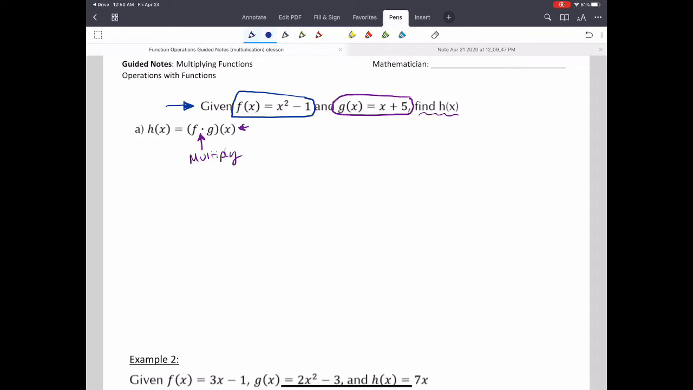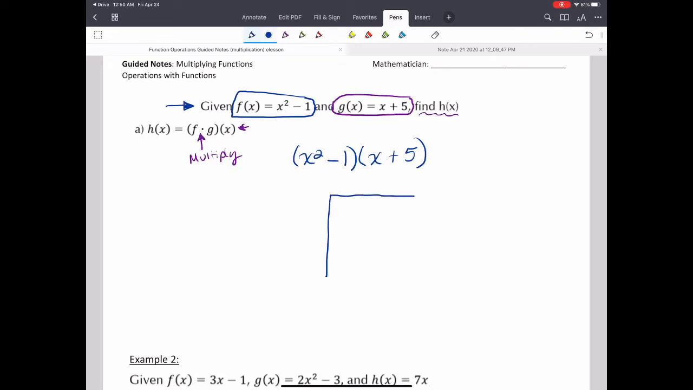What we're going to do is multiply the f function. Now the f function is x squared minus 1, and the g function is x plus 5. So you're going to multiply it like that. And if that looks familiar to you, it should, because we've done that. We've done quite a bit with that, especially when we were covering our polynomial unit.